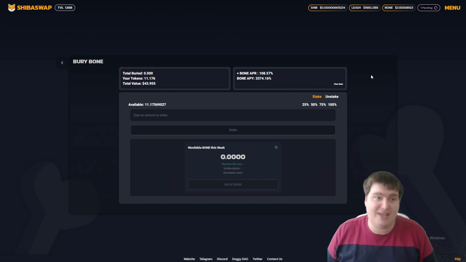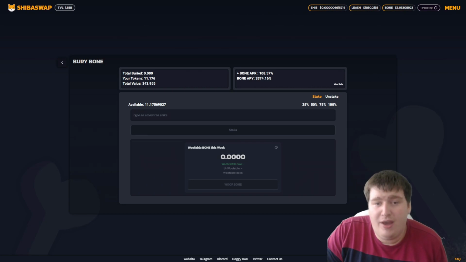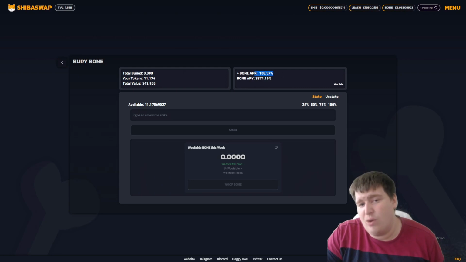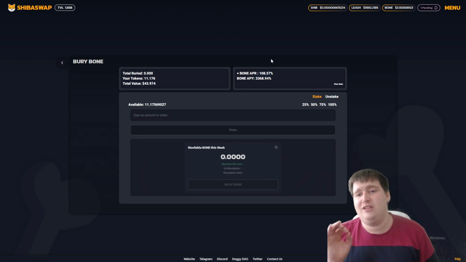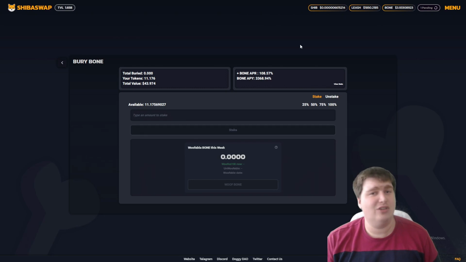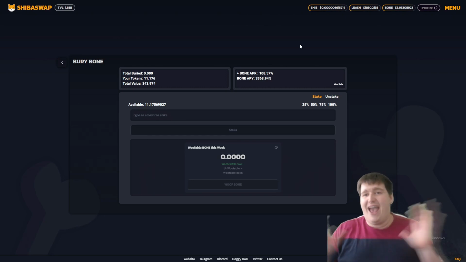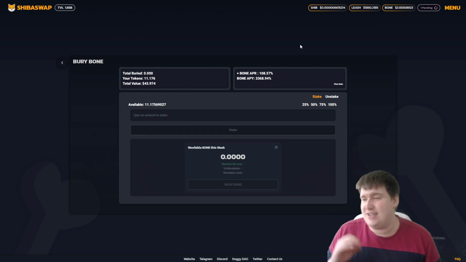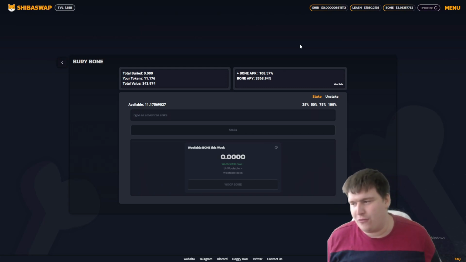It's got to be said. So you see the BONE APR is 108%, and that is on a weekly basis. So you'll be getting that sort of percentage return on your BONE, which is lovely to see. That's a lot better than what you're going to get in banks or anywhere, really. That percentage is absolutely beautiful, right?